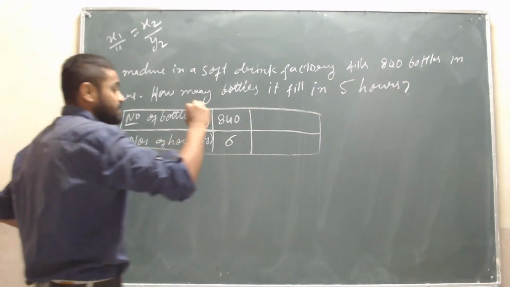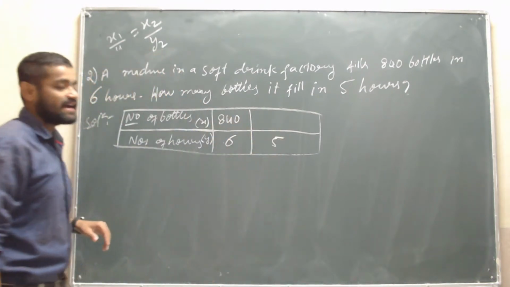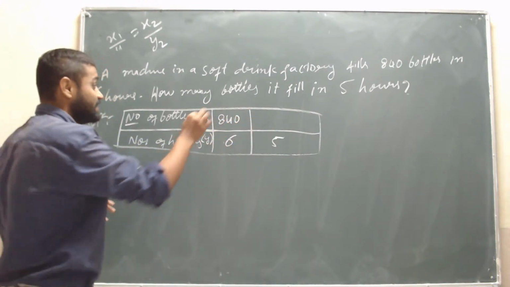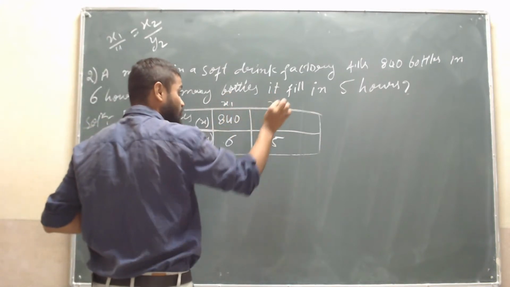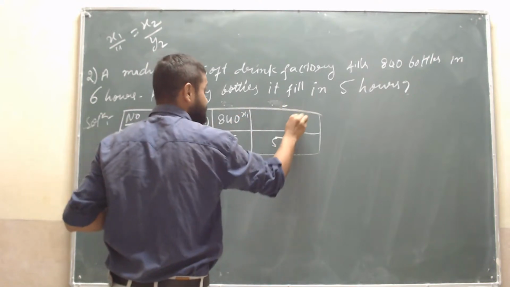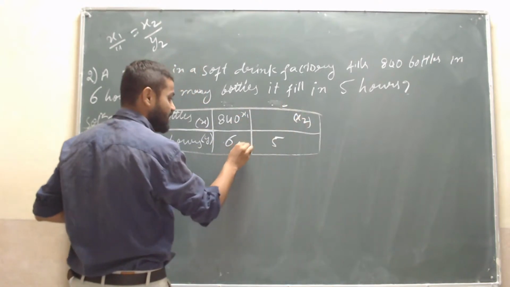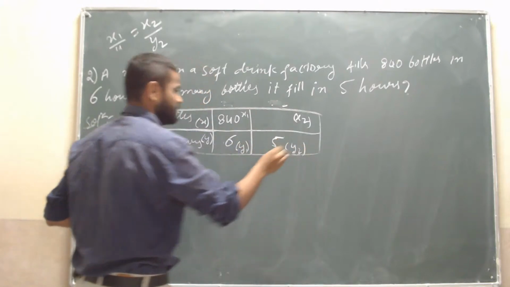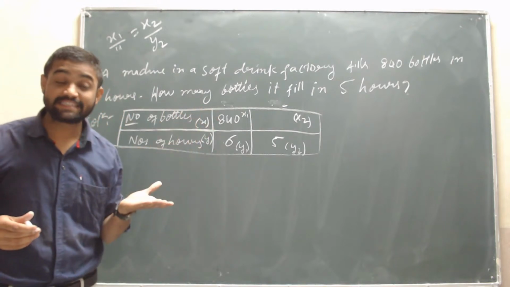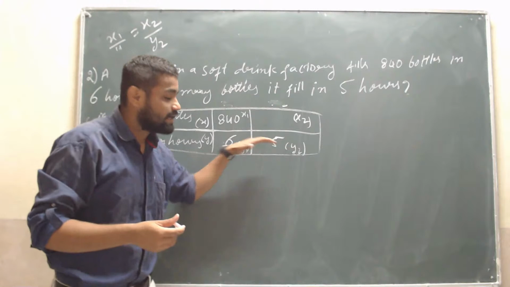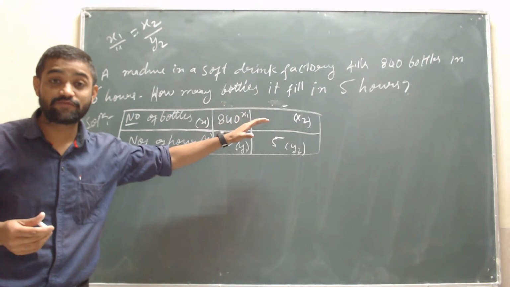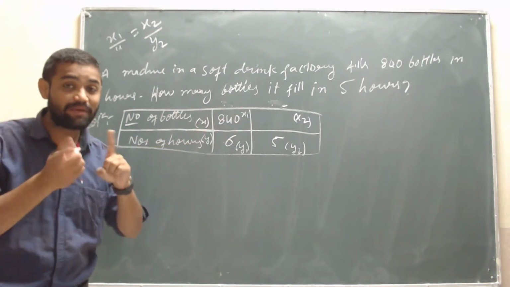Done? Yes, sir. Then the second one he is asking in 5 hours. How many bottles? We have to calculate. So this one will be X1, this one will be X2. Okay, students? So I will write here X1 and this is X2. This is Y1 and this is Y2. Sir, we can say that this is in direct form. How can we say that? Because as the Y value increases or decreases, the number of bottles increases or decreases. They are depending on each other.